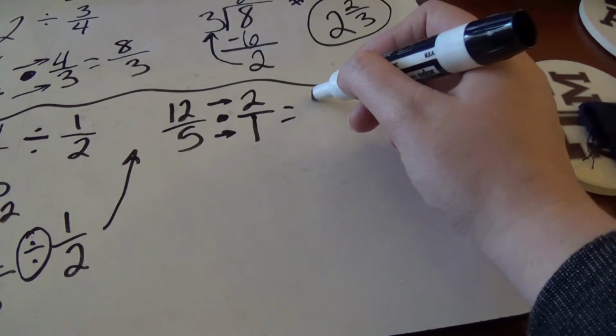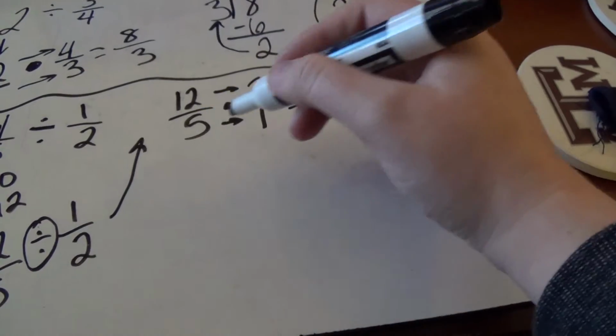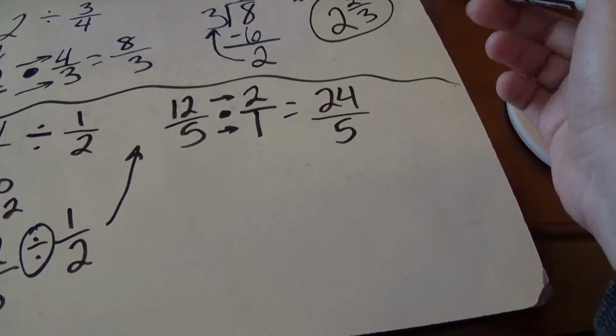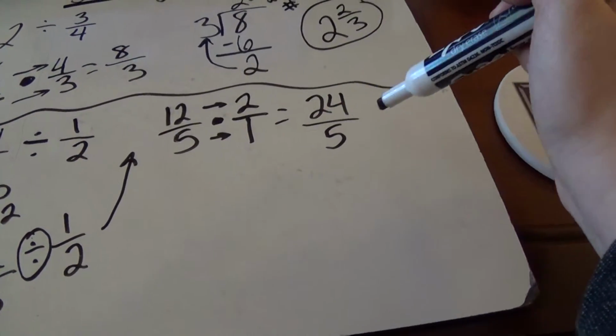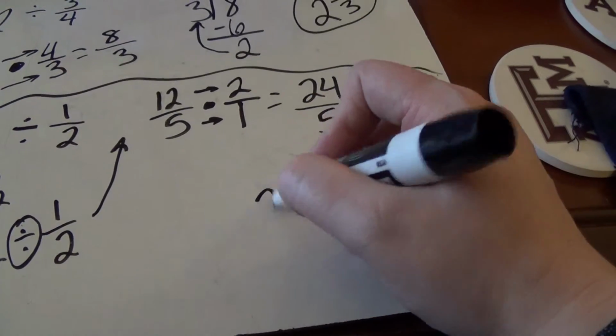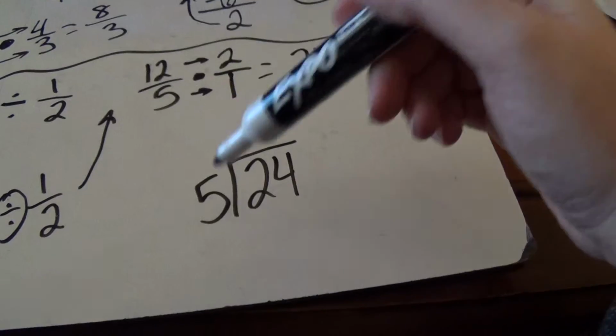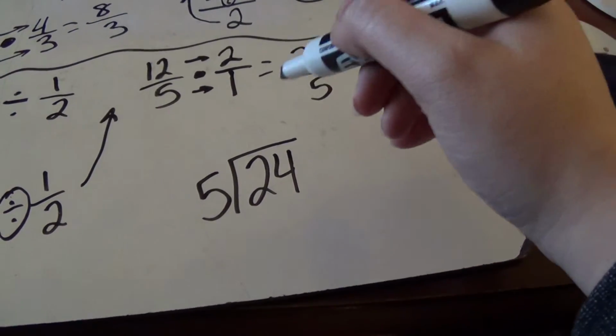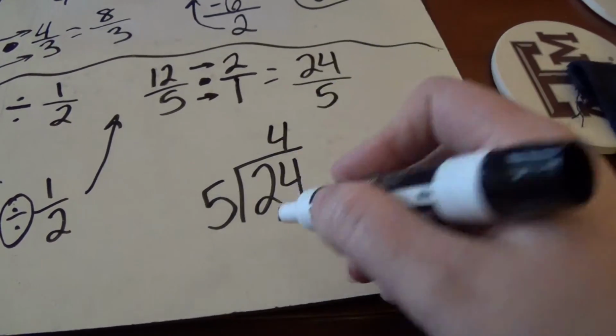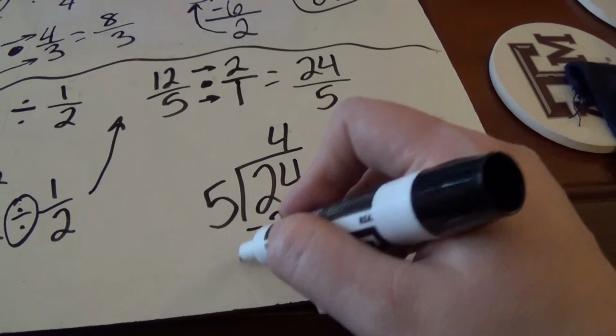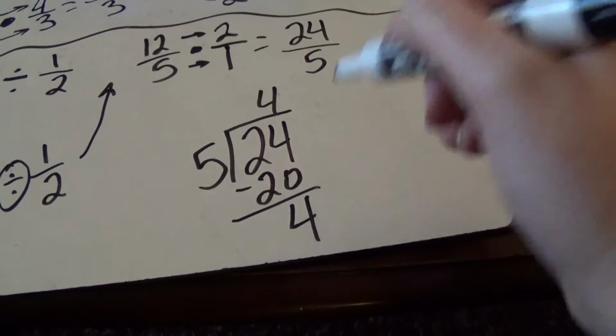12 times 2 is 24. 5 times 1 is 5. So once again we get an improper fraction. So we have to divide one more time. Okay, and 5 goes into 24 about 4 times, which is 20. Subtract, get a remainder of 4.